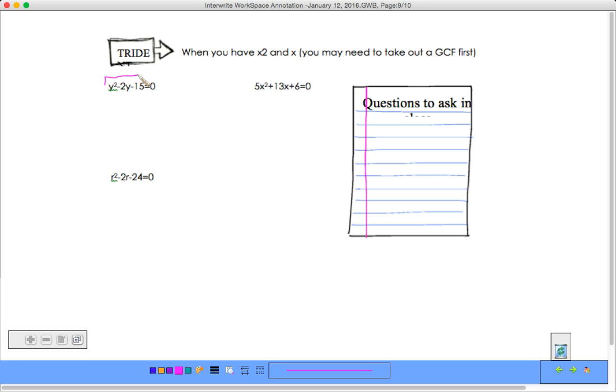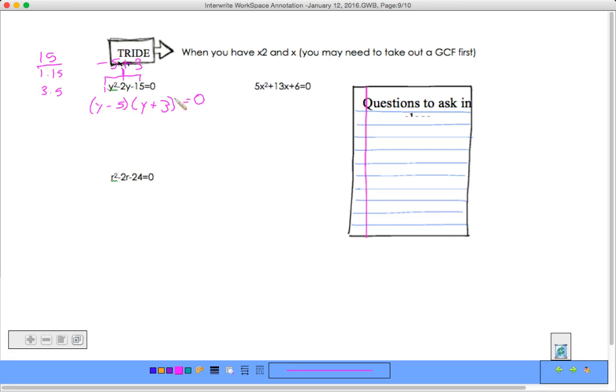So I'm going to start by multiplying the ends. Remember, if there's not a number here, the number is a 1. So I have 1 times 15. 15 is 1 and 15, or it's 3 and 5. Looking here, I know my signs are different because this is a minus. So I need -5 and +3 to get -2. So that gives me y minus 5, y plus 3. And that's all review for us.